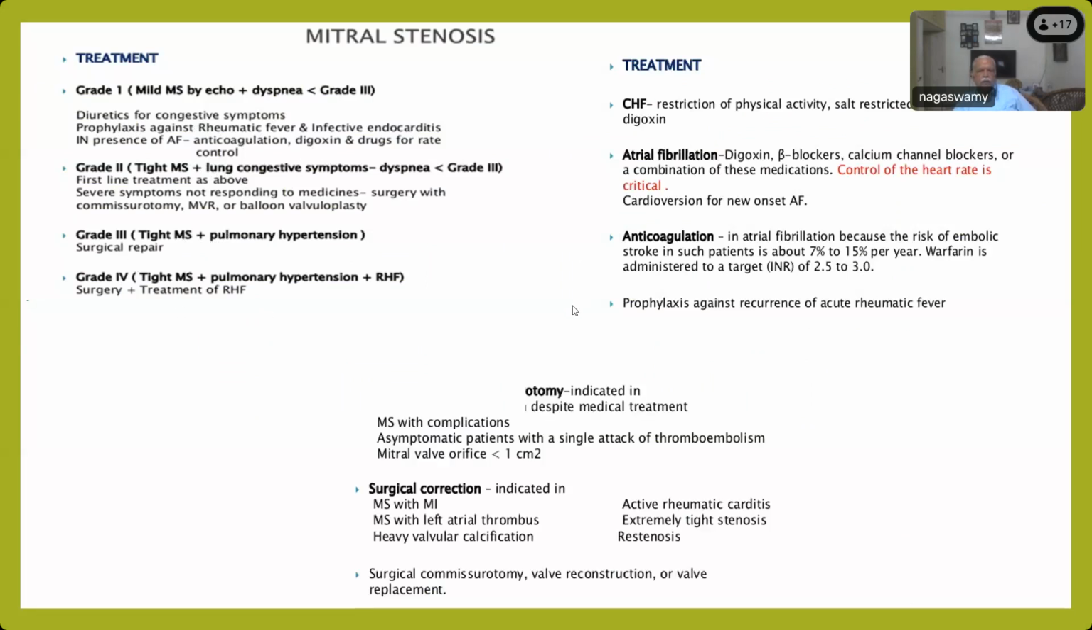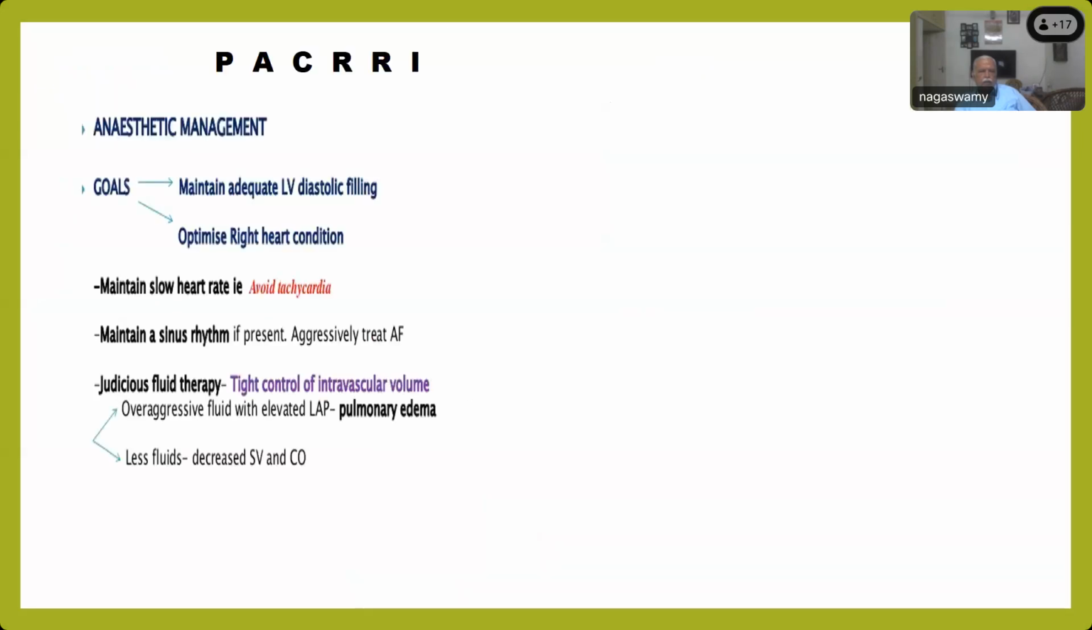And the corrective treatments are percutaneous valvotomy or surgical correction. These are the two things that you have to remember. So any patient coming with established mitral stenosis, if they require anesthetic management, these are our goals: PACARRI, that is preload, afterload, contractility, rate, rhythm, and prevention of ischemia.